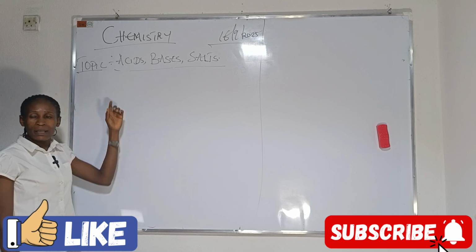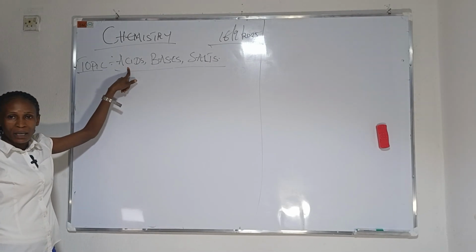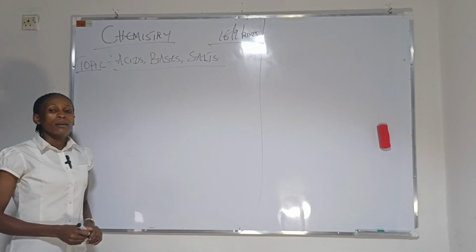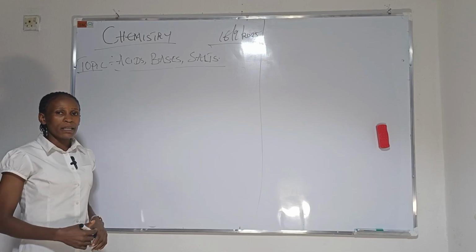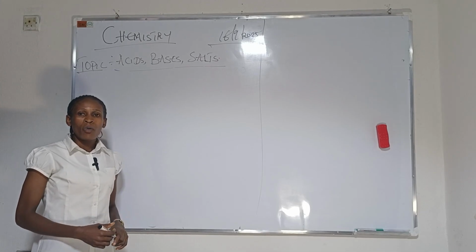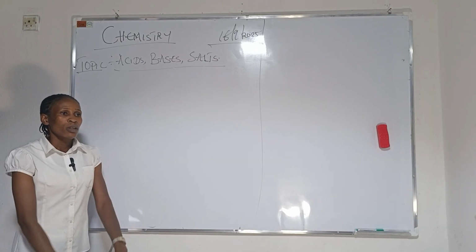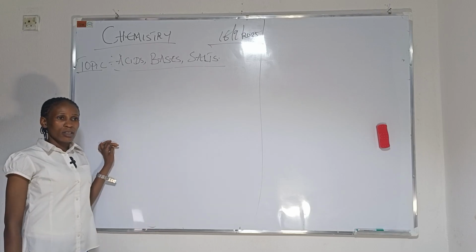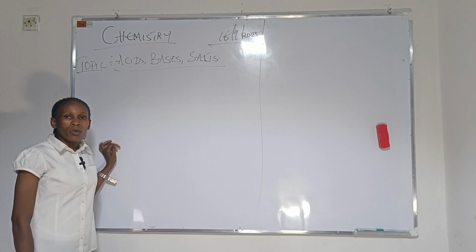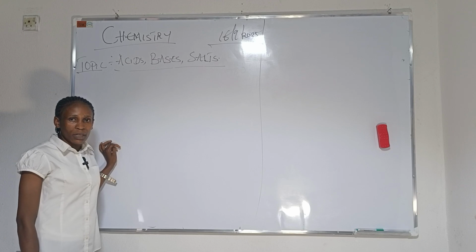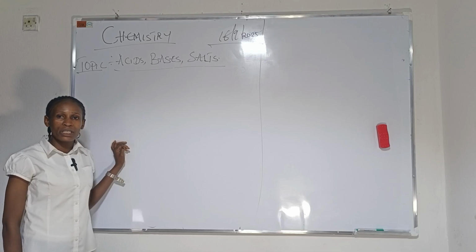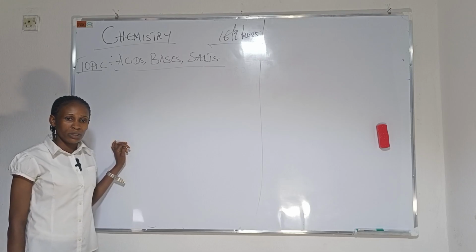First and foremost, I will be starting with the first one we have there, acids. I will give you the definition of an acid before I go into the explanation of that very concept. What is an acid? An acid is a substance which produces hydrogen ion when it is in solution. I repeat, it is a substance that produces hydrogen ion when it is in solution.